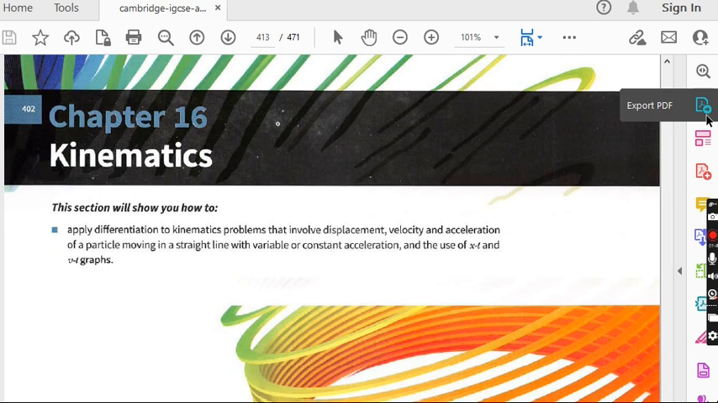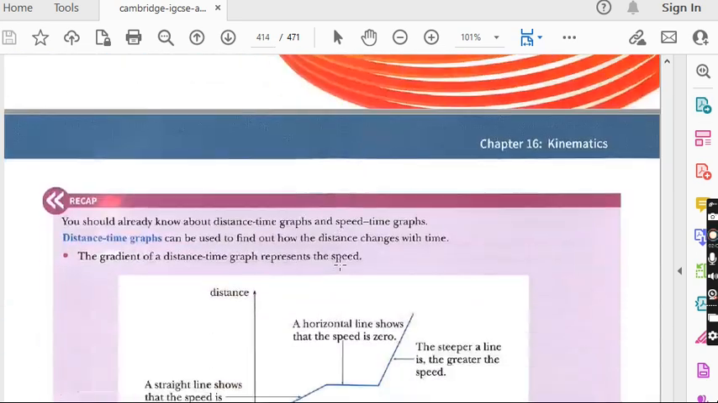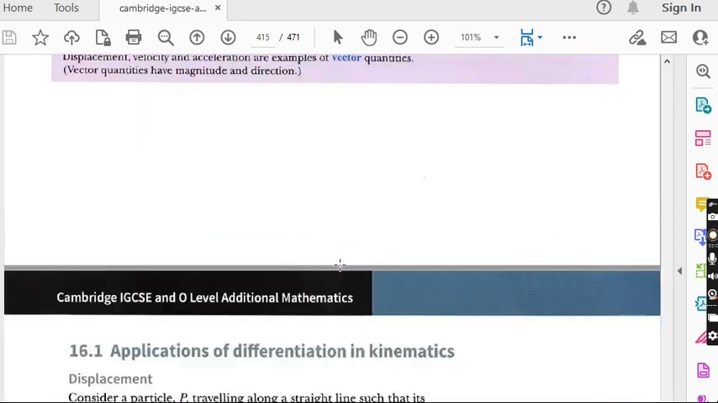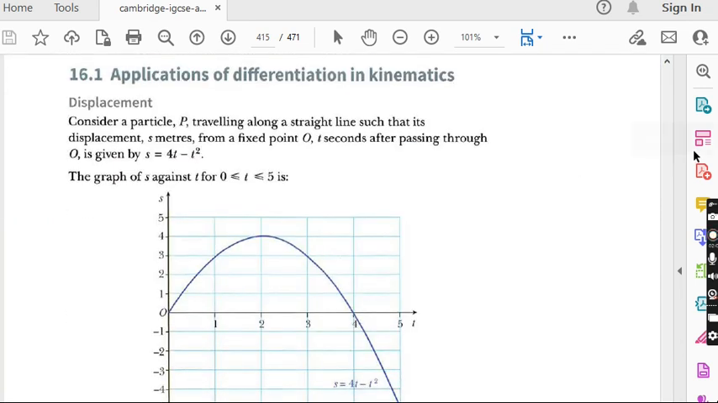It is the branch of physics which deals with a particle when the particle is in motion. So we are seeing the use of derivatives and integration in this chapter. The first topic of this chapter, as you can see on your screen, is applications of differentiation in kinematics, or you can say the use of derivatives in kinematics.